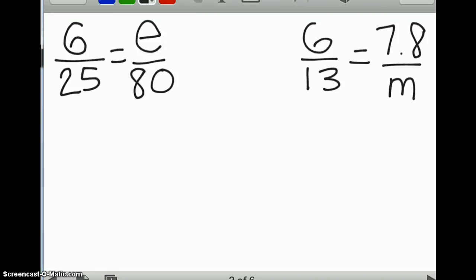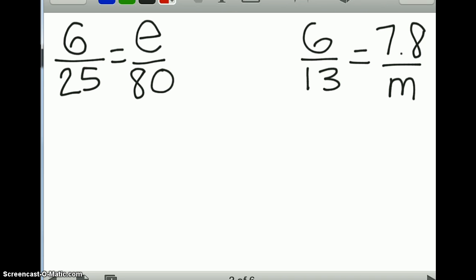Hey everybody, so today we're going to talk about proportions just like we did yesterday. But yesterday the numbers came out super nice, and today sometimes they're just not going to come out nice. For example, right here I've got 6 over 25 and e over 80. Well, I don't see a nice way to get from 25 to 80, and I don't see a nice way to get from 6 to 25. So there's something else that we can do.